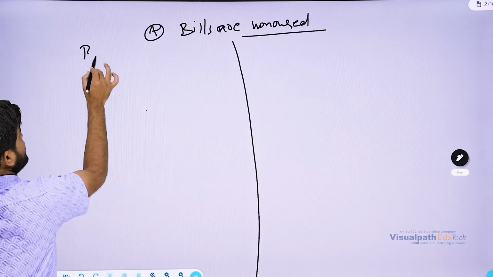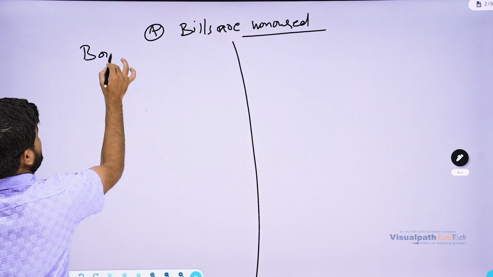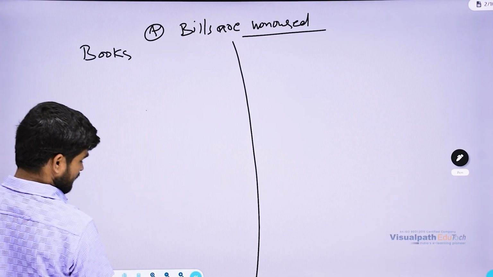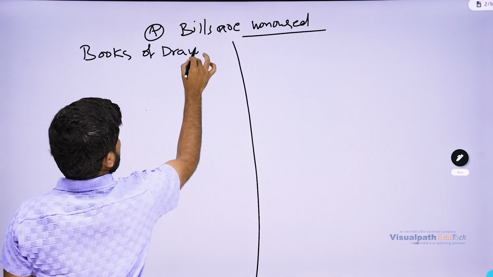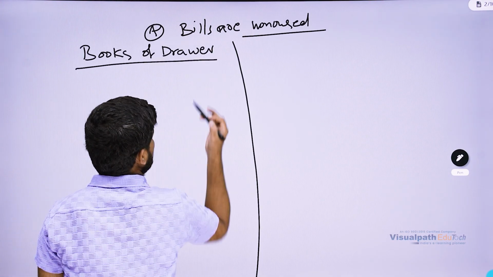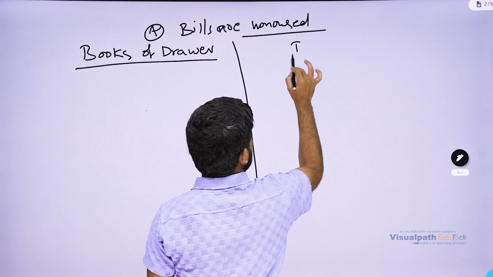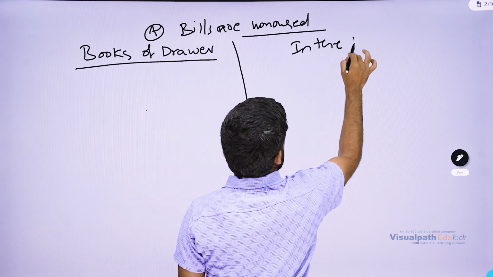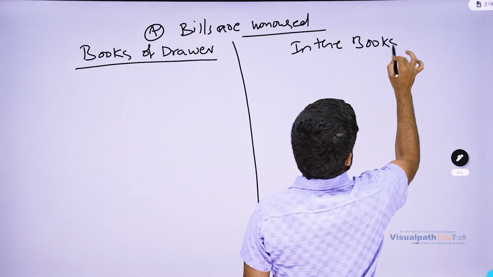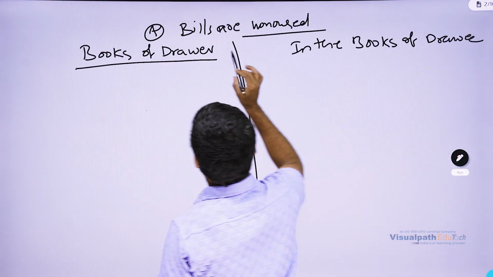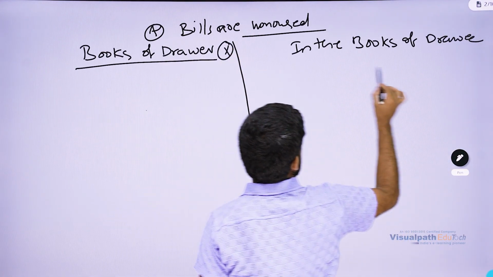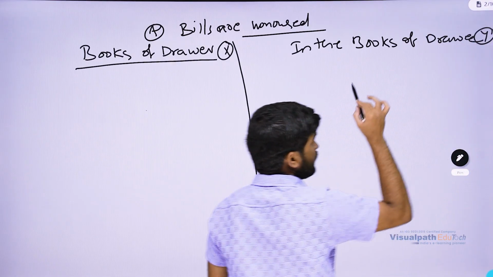So first we will discuss in the books of drawer. Another one is in the books of drawee. Here the drawer is X and the drawee is Y.